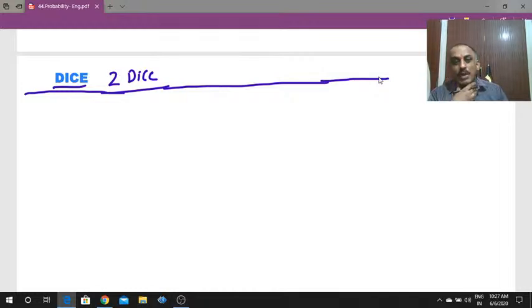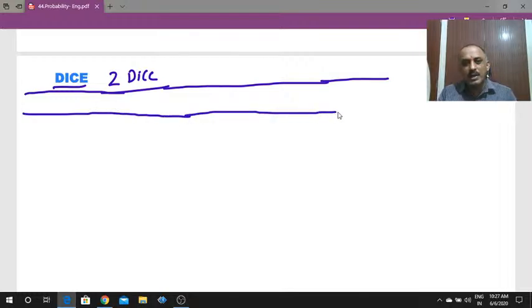What is the maximum possible number of dots? First die maximum dots is 6. Second die maximum dots is 6. 6 plus 6 is 12. So if a person throws 2 dice simultaneously, then the sum of dots may be 2 or 12 or between 2 and 12.